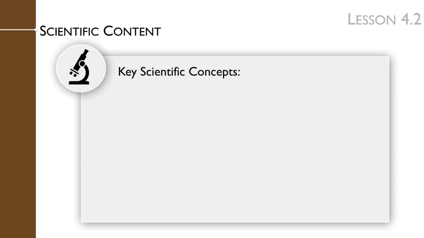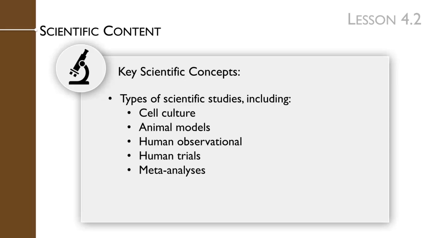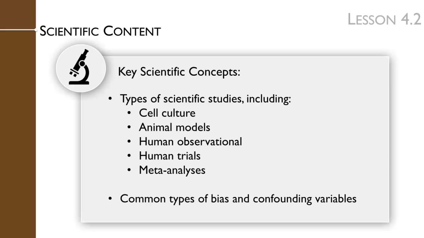To prepare for this lesson, you will need to review the key scientific concepts that will be presented throughout the lesson. These include types of scientific studies, including cell culture studies, animal models, human observational studies, human trials, and meta-analyses, and the common types of bias and confounding variables.